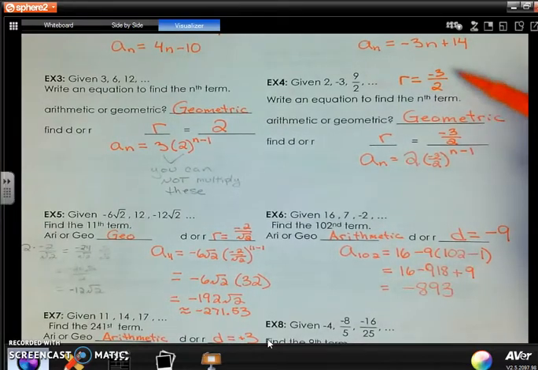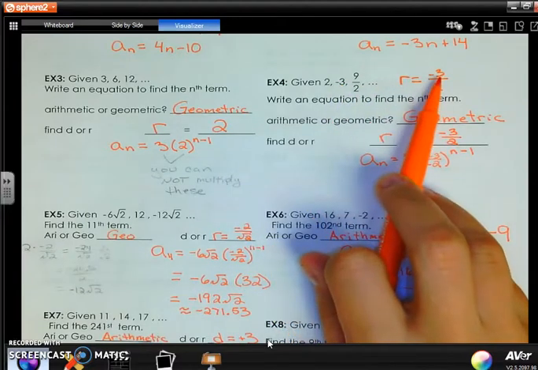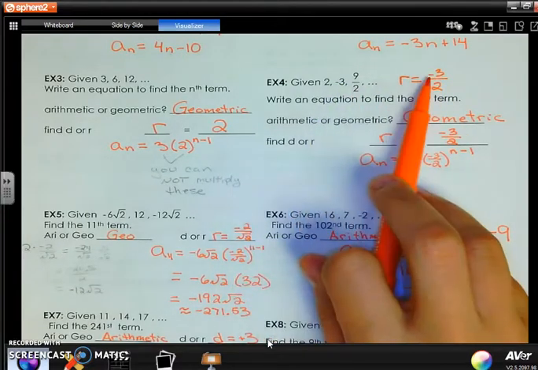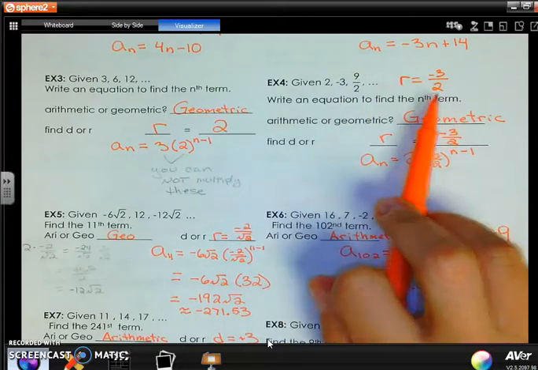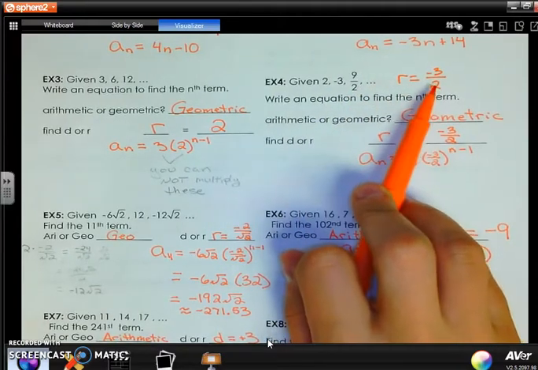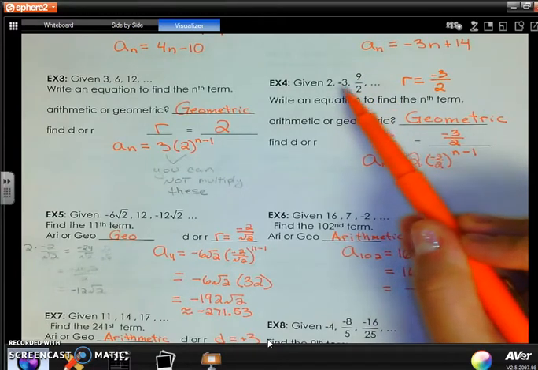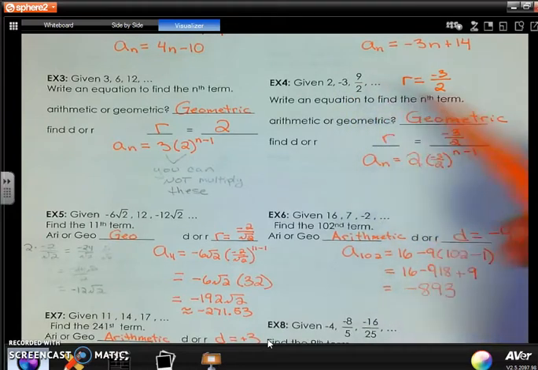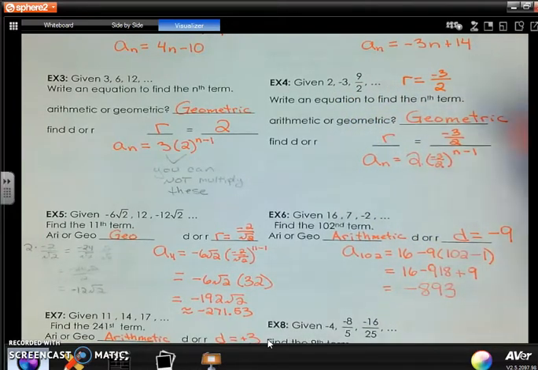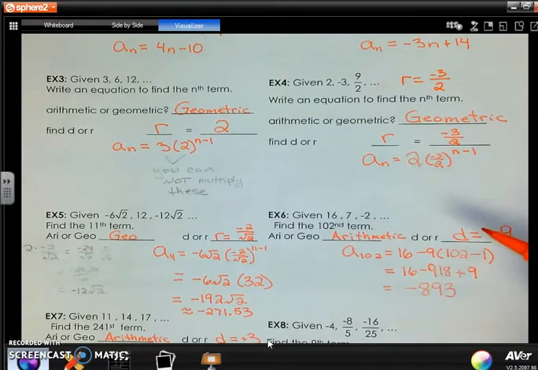Now, just imagine this is the R value, then just check it. If you take this second term and you multiply it by this R value, so negative 3 times negative 3 halves is a positive 9 over 2. So you can tell that that's your R value because to get to the third term, you take the second term and multiply it by R. Another way you could do it is take this third term and divide it by this. If you take this divided by negative 3, you would get negative 3 halves. So that's another way that you could check your R value to conclude that it's geometric.